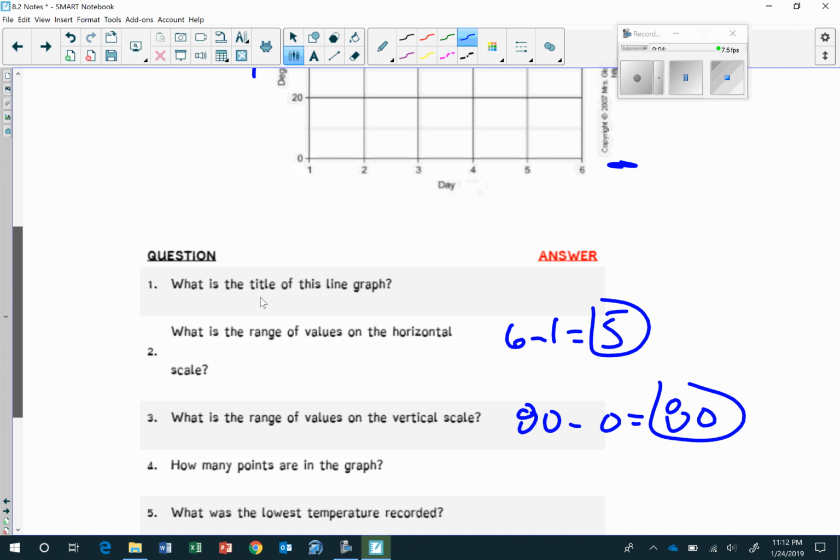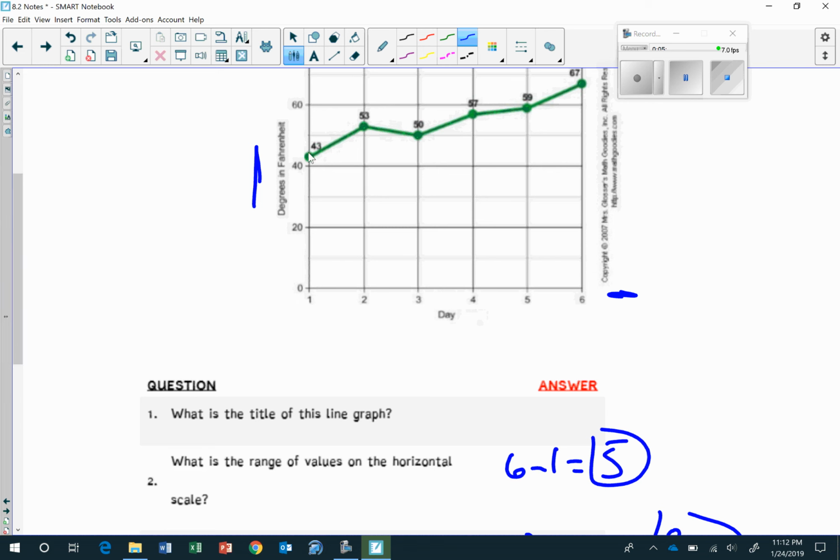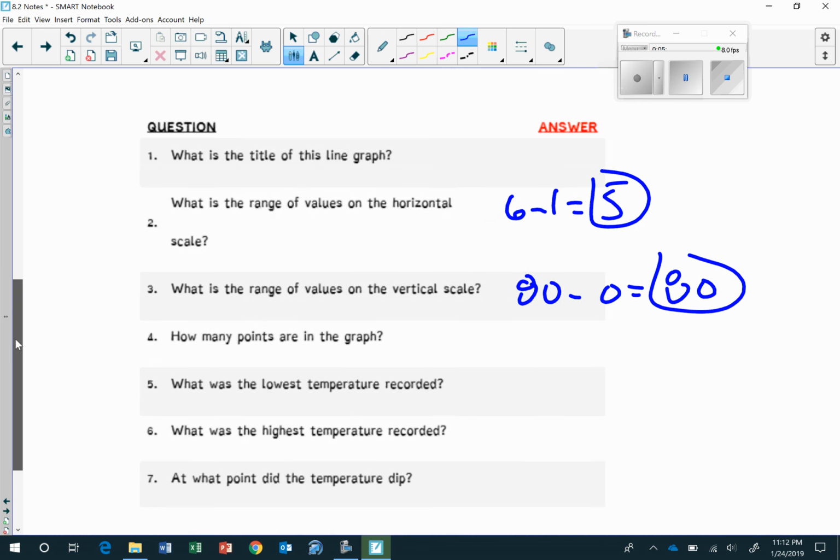Next question is, how many points are on the graph? So our points are just each one of these, 43, 53, 50, etc. So we have 1, 2, 3, 4, 5, 6 points on our graph. It says what was the lowest temperature recorded, so that's just going to be our lowest dot, which was 43. What was the highest temperature recorded, so our highest dot, which was 67.